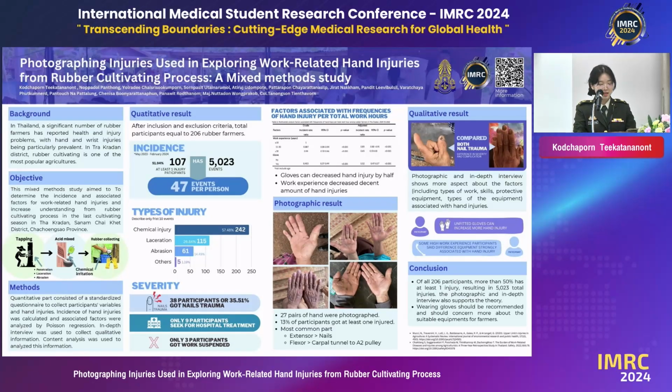This mixed method study aims to determine the incidence and the associated factors for work-related hand injury and increase understanding of the rubber cultivating process in the last cultivating season in Thakranang Sanam Chai Khet district, Sasengsao province.